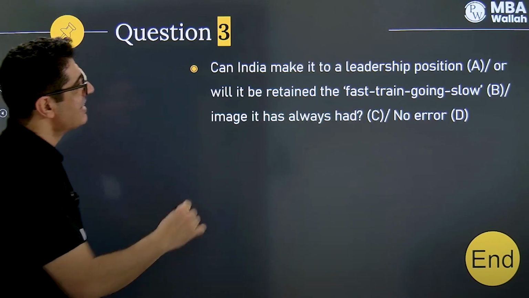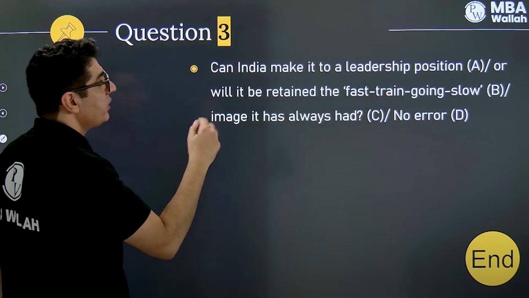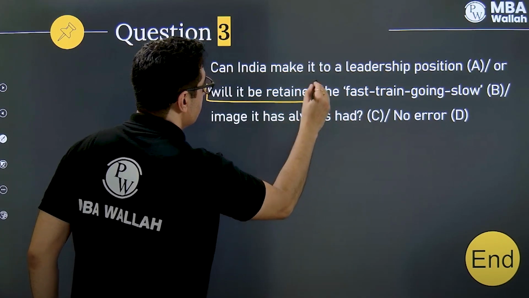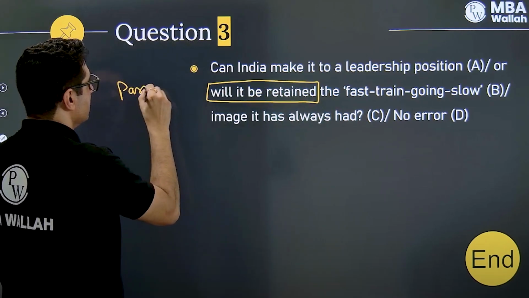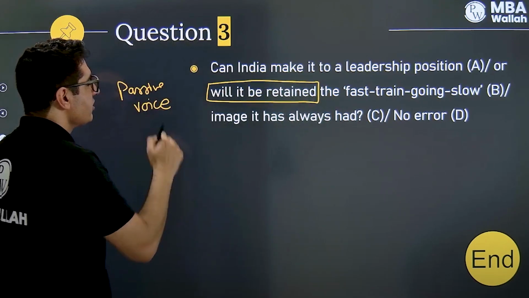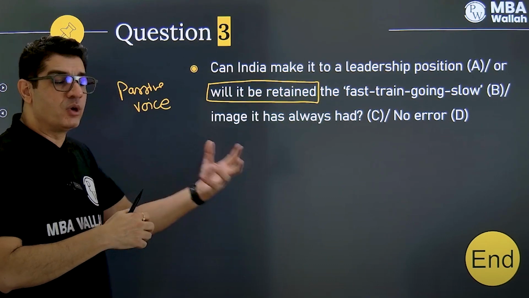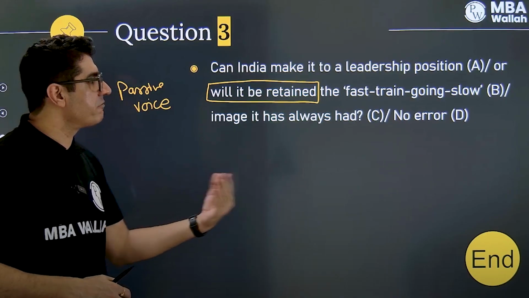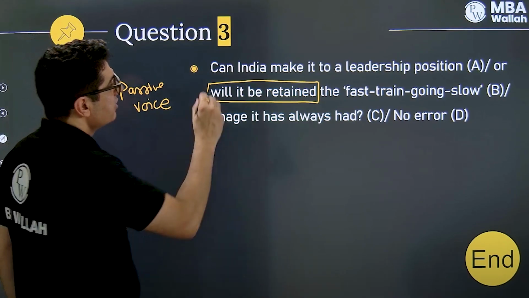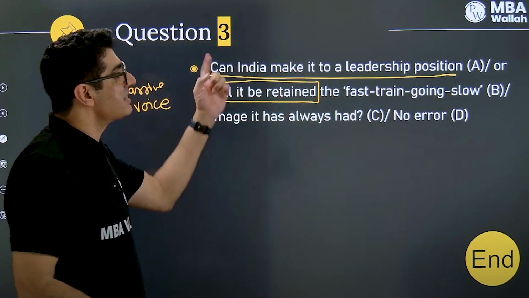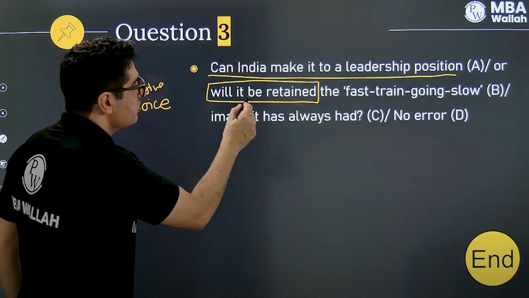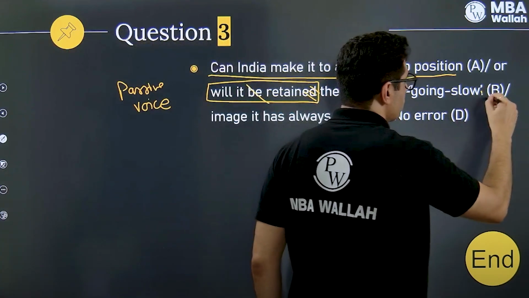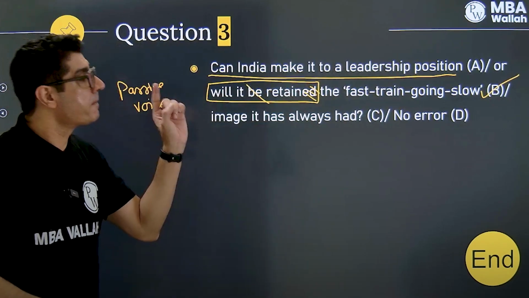Excellent. So let's see. Can India make it to a leadership position, or will it be retained the... Now you notice this part is suddenly in passive voice. Passive voice is used when the subject and the doer, the entity which is performing the action, happen to be different. But here you notice this part is in active voice and we don't need passive voice here. So we need to change this. So will it retain the fast train going slow? And that is why our answer here must be option B.